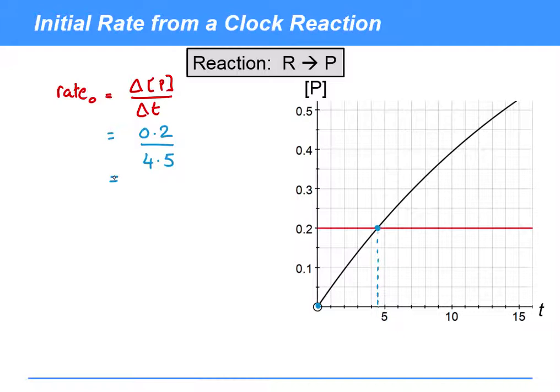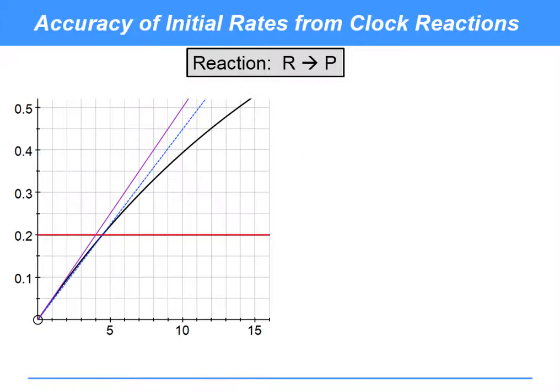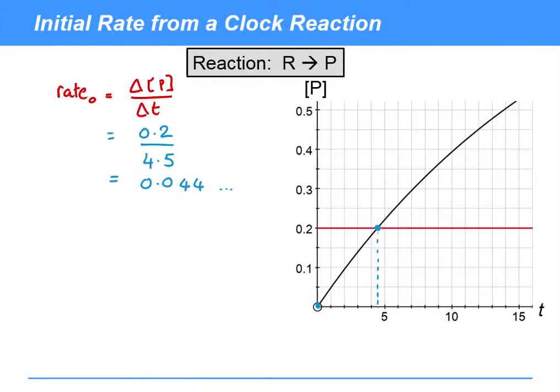So if we work out what that is, then we've got a rate of around about 0.044, and I'll leave the units off. So that's the rate that we've actually managed to work out from this. But what I want you to see is how have we actually calculated the rate?